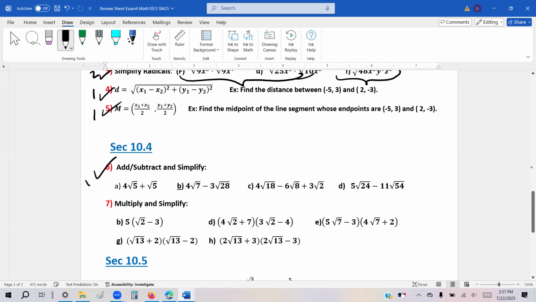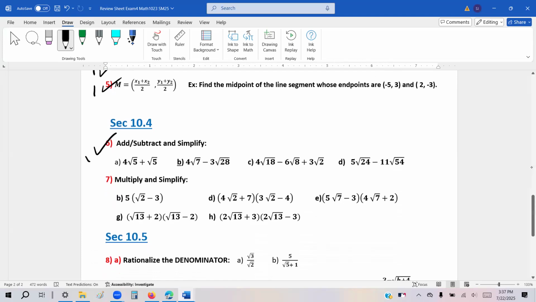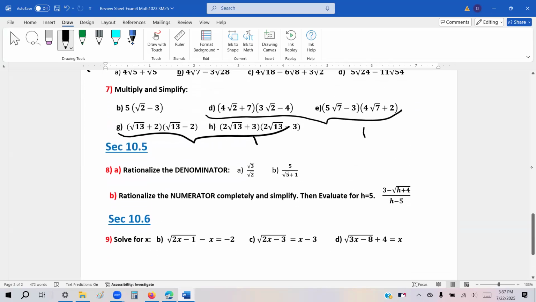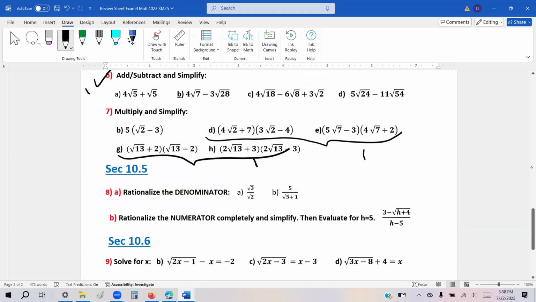Now, one from addition subtraction. Either could be 2 or could be 3. Just one. From multiplication, 1 with perfect square and 1 with this. And I think that's it. 5 and 6 didn't have time, so we're going to do that after the exam. So no 10.5 or no 10.6.